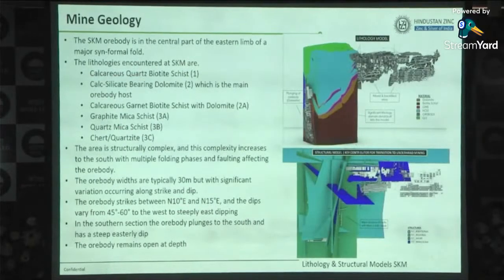And now the important thing is why we require underhand mining. So this is one lithostructural model of our mine, which we have prepared in Leapfrog. Leapfrog is a software in which we can make our lithostructural model. So you can see how much complexity there is in our mine. This is our mine, and this is the area. You can see complex folding is there.